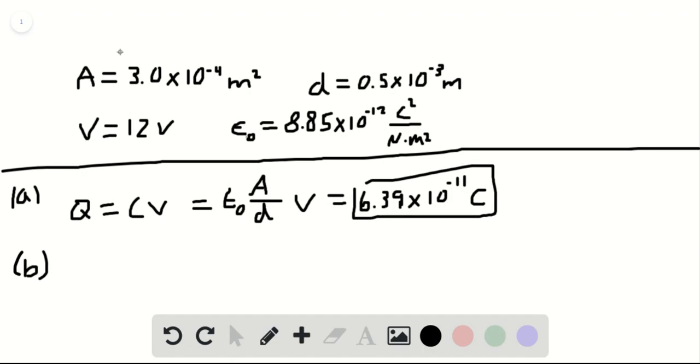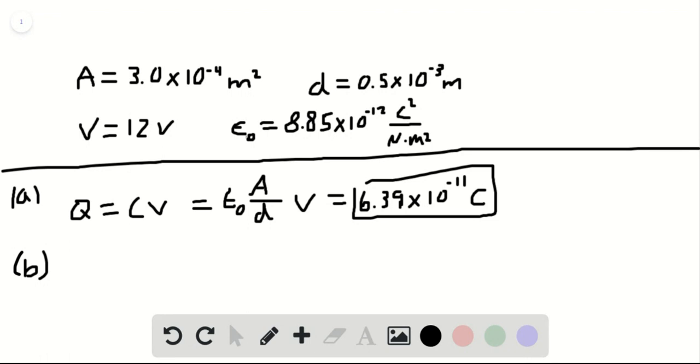Okay, so now moving on to part B. The charge that we're told to find is when the plates are now pulled apart to a separation distance of 0.75 millimeters. But the charge is not going to change, since the capacitor is not connected to a battery, so no charge can flow to it or from it.